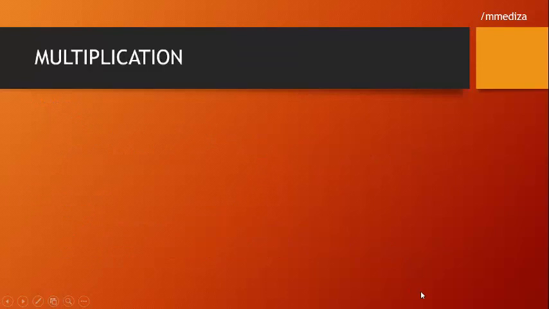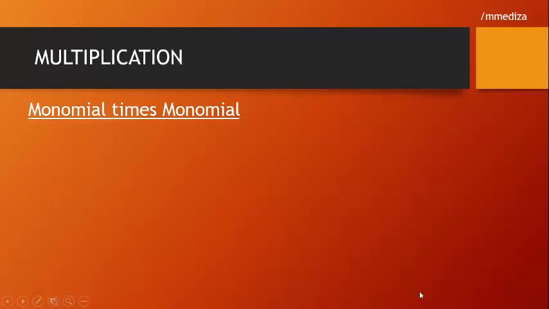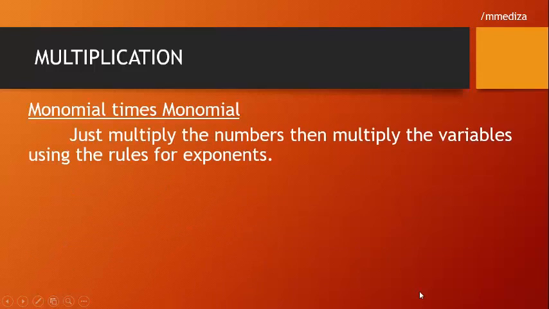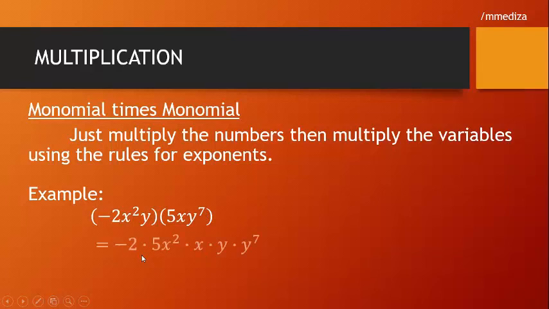Next operation is multiplication. Doing multiplication with two monomials, just multiply the numbers and then multiply the variables using the rules for exponent. For example, negative 2x squared y times 5xy raised to 7. Combining terms, that will be negative 2 times 5 times x squared times x times y squared. Then multiply, this will result to negative 10x cubed y raised to 8.